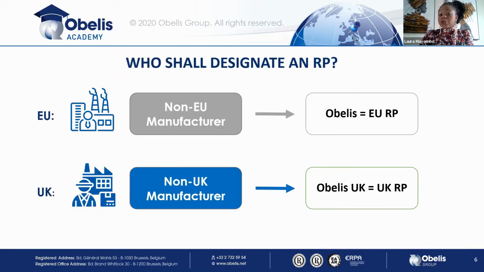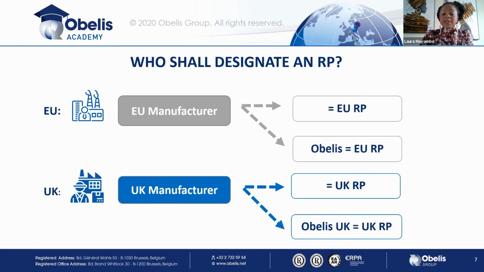Let's go to who shall designate an RP. In EU, we know that a non-EU manufacturer must designate an EU RP. In this case, you can go with Obelis. For the UK, this is exactly the same. A non-UK manufacturer must have a UK responsible person.